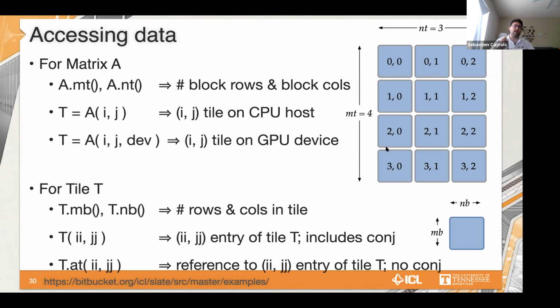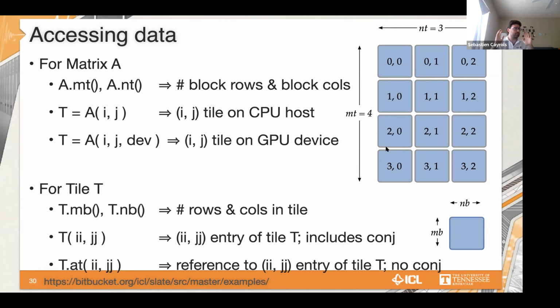And if you want to get one, you're going to do T = A(i, j). That will give you the tile ij on the CPU. You can also do the same on the device, any device, by adding an extra parameter, which is the device ID. If you do that, you're getting the memory on this specific device. Now you have a tile.